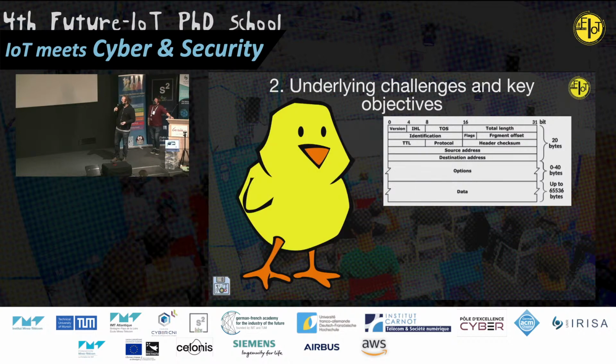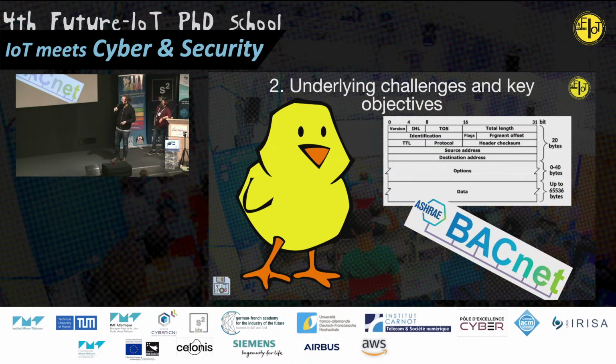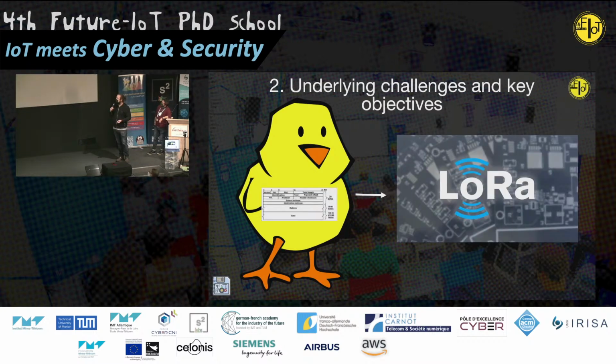And the end goal here is to be able to parse both an IPv4 layer and a BACnet layer, and using Chicken to compress this to be able to send it on LoRaWAN in an effective way.